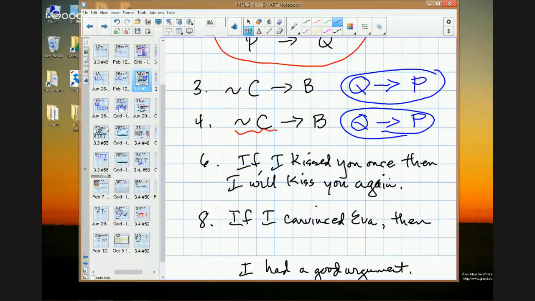Let's see, another example. Okay, look at number 10. If you don't have it, just listen. Here's number 10. To have rain, it is necessary to have clouds.